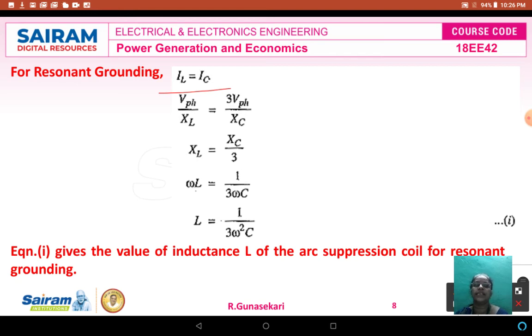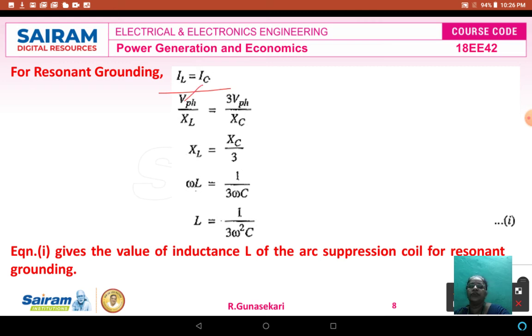For resonant grounding, the IL equal to IC. You already studied the basic electrical resonance means what? That is XL equal to XC. So for resonant grounding, IL equal to IC. So therefore, that means IL is the fault current IF. IF equal to IC. IF is nothing but V phase divided by XL. IC is equal to 3 times V phase divided by XC.